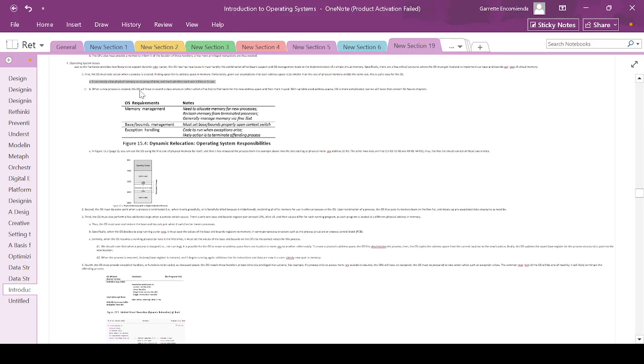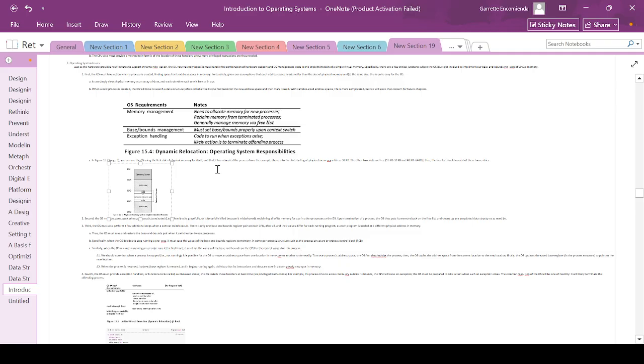When a process is created, the OS will have to search a data structure. It does this by searching a data structure, often called a free list, to find room for the new address space and then mark it used. With variable size address spaces, life is more complicated, but we will leave that concern for future chapters. So it uses an algorithm that allows it to search the data structure called the free list.